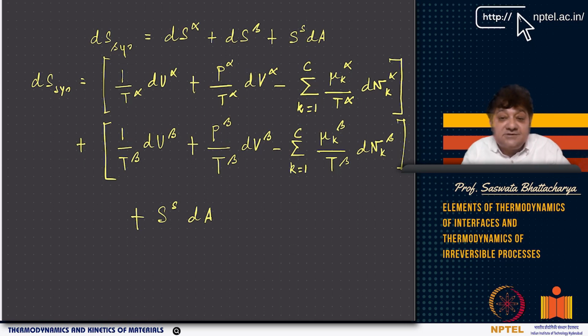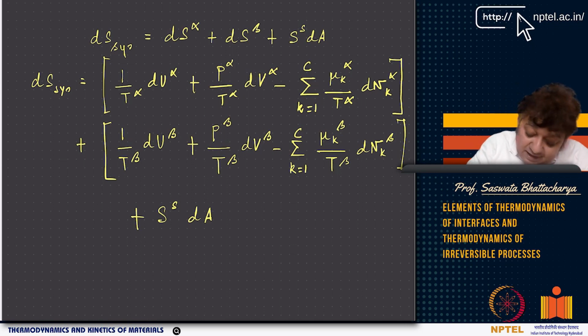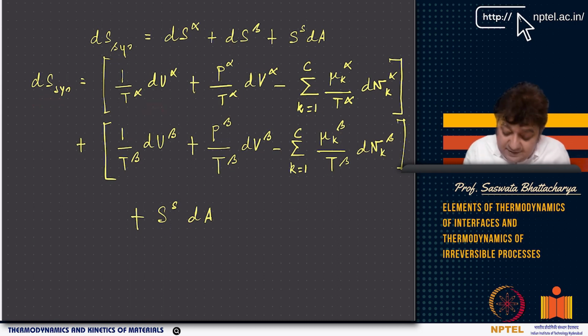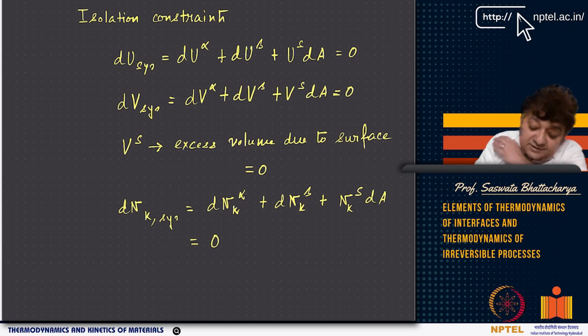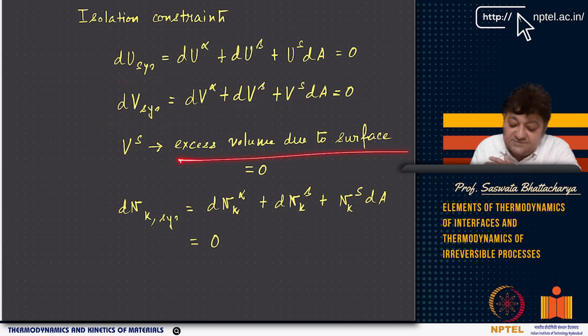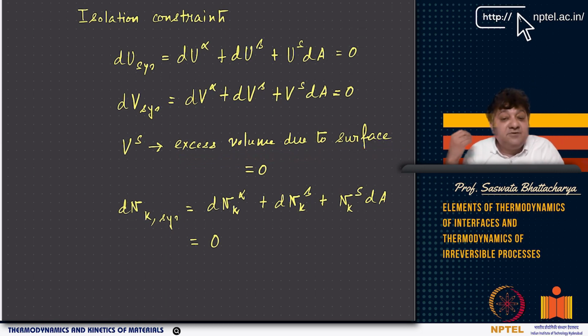Now, if I continue this, what I have essentially is an extra term, S^s dA. If I go on doing this, I have this extra term. So, if you see, this is dS. Again, I am looking at the same equilibrium approach. I am looking at expanding it, and you have this additional term, S^s. Now, again, if you look at the isolation constraints, you have dU is equal to 0, dV is equal to 0, and V^s is basically the excess volume of the surface, which is again 0, right? Excess volume of the surface is 0.